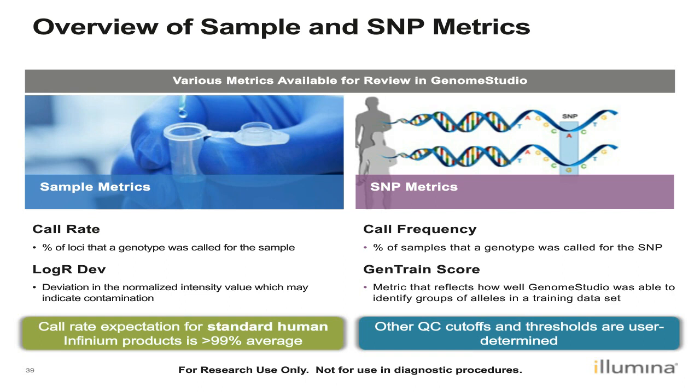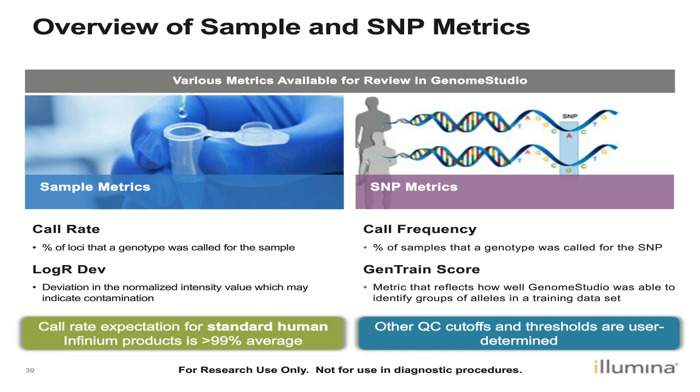So in addition to sample metrics, you also want to look at SNP metrics. One SNP metric is call frequency, and it is the percentage of samples that a genotype was called for the SNP. Another SNP metric is a GenTrain score, and this is a metric that reflects how well GenomeStudio was able to identify groups of alleles in a training data set. I'll explain GenTrain score in more detail in later slides. And in addition to these two metrics, there are also other metrics available in the data table that a user can review and determine the cutoffs and thresholds.